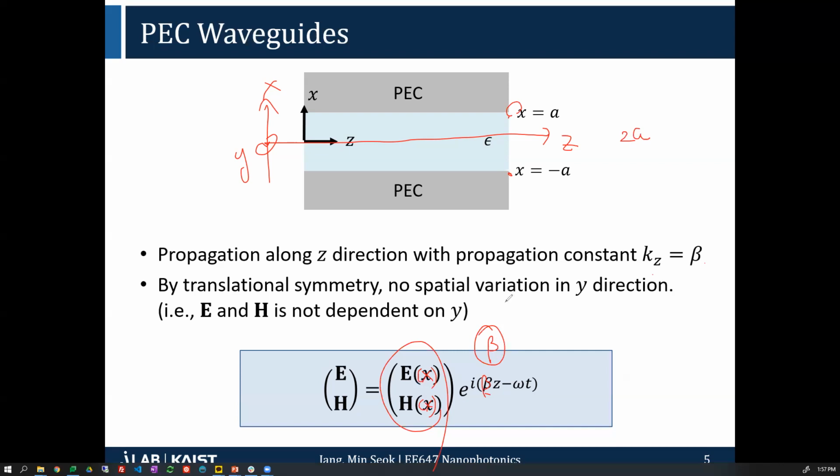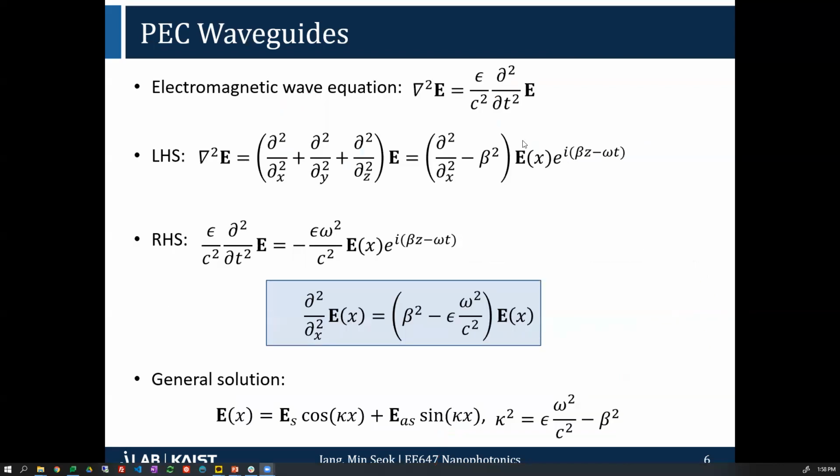Like, can beta have any value? What we know is that k parallel, which is k sine theta, is beta, right? But if you just look at this explanation, it seems like theta can have any value between 0 and 90 degrees, so that beta can be any value smaller than k, right? But in reality, that's not the case. We have only a finite number of betas allowed, and you'll see why by taking this lecture. So going back to the electromagnetic wave equation, okay?